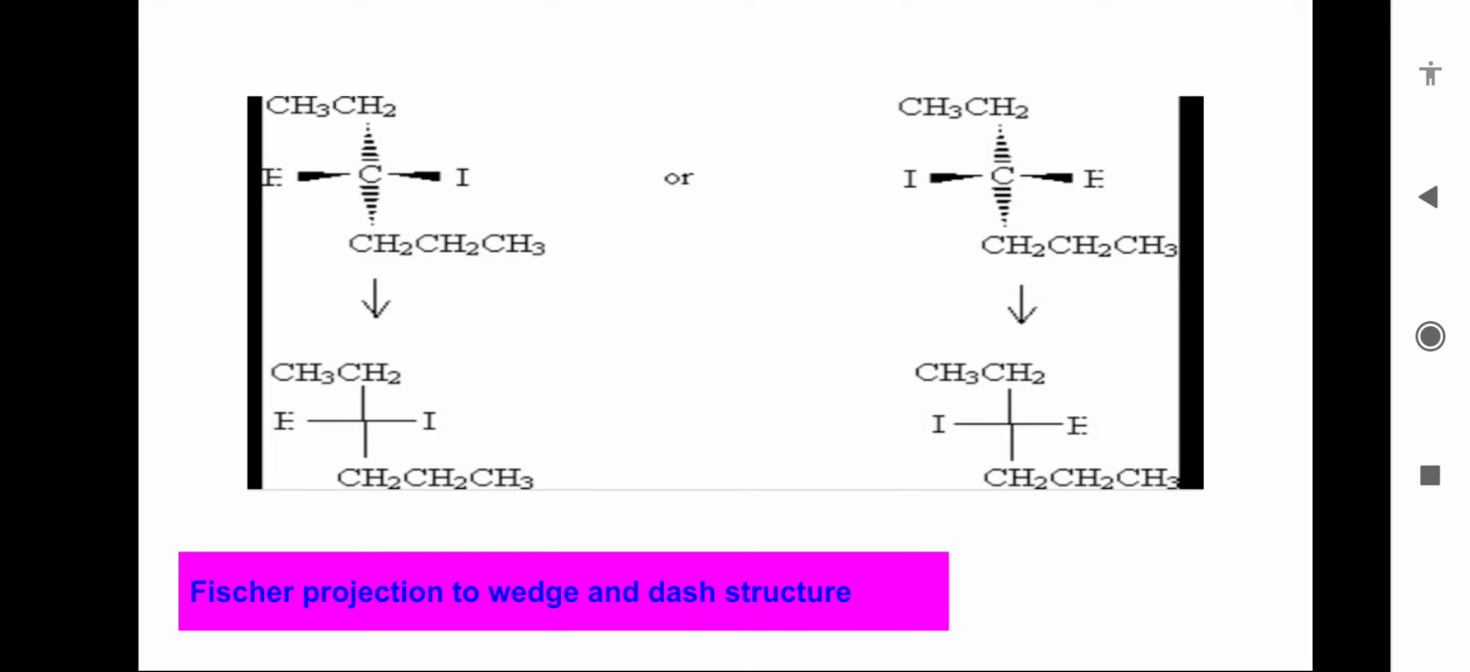In the wedge dash structure, the Et and i-Pr groups are kept on wedges. So, those groups are shown on the horizontal line in the Fisher projection.